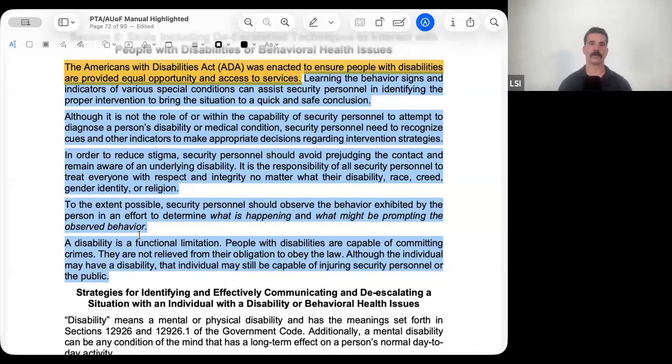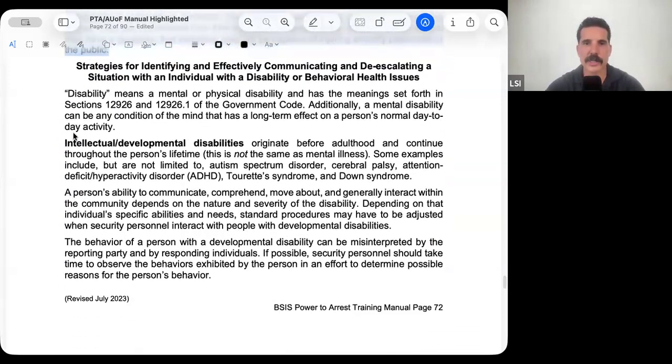A disability is a functional limitation. People with disabilities are capable of committing crimes. They are not relieved from their obligation to obey the law. Although the individual may have a disability, that individual may still be capable of injuring security personnel or the public. All right. And then it continues under strategies for identifying and effectively communicating and de-escalating a situation with an individual with a disability or behavioral health issues.